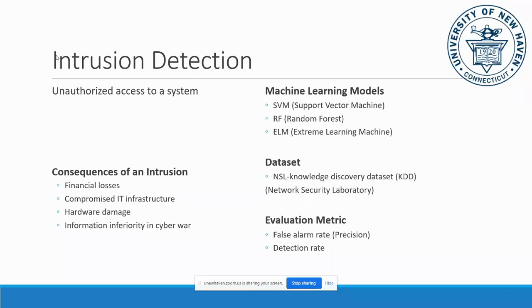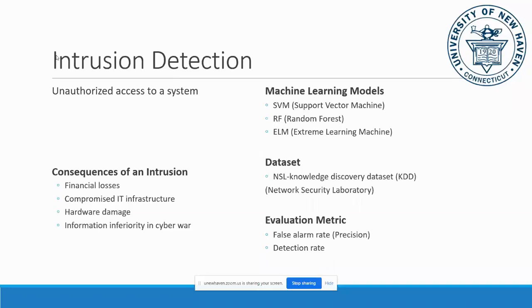So what are the consequences of an intrusion? There are financial losses, the IT infrastructure is compromised, there's hardware damage, and pretty much your information is leaked to unknown parties. So what can we do about it? How can we tie in machine learning, or what did the authors do in order to look at machine learning models? They looked at a bunch of papers and picked the few models that these papers supported, or looked at their conclusions and decided whether or not it was a good machine learning model to test.